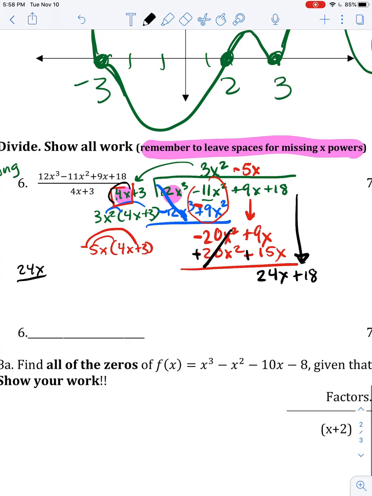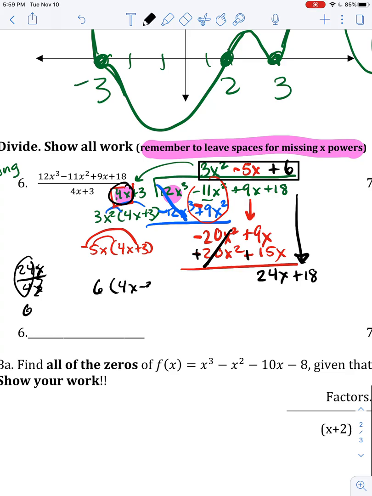Now I'm on round 3. So if I have 24x and I'm dividing out this 4x again, that's going to turn into a 6 and the x's are gone. So I'm going to get a straight up 6. So this is going to be my answer because I'm at the end of my division line. Anything beyond that will be remainder.